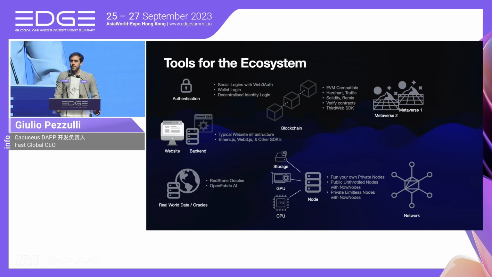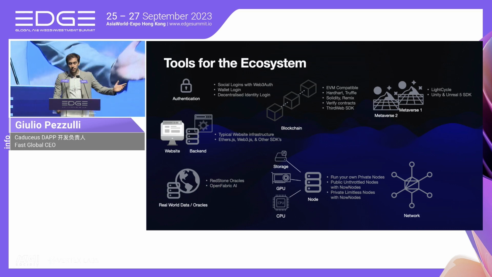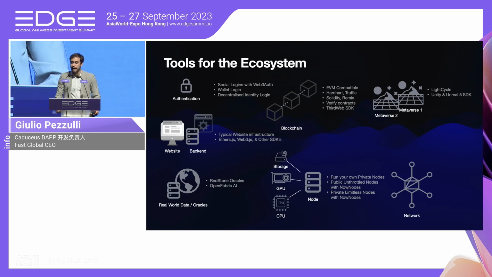And lastly, not lastly, but second lastly, the metaverse. So there will be many metaverse clients, but we have one today called Light Cycle, which is partnered with us, which is here today. Go check out their booth. Of course, we can use Unity and Unreal 5 SDKs, and as I alluded, we will have the Metaverse API, which will allow this integration in a more smooth experience. And lastly, the network, we continue to strive to make it more globally distributed and more available.